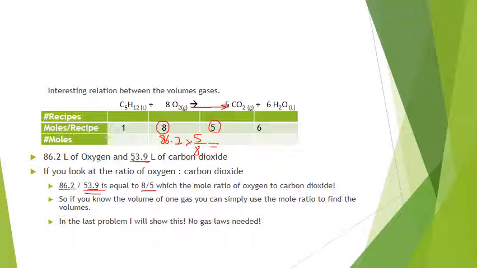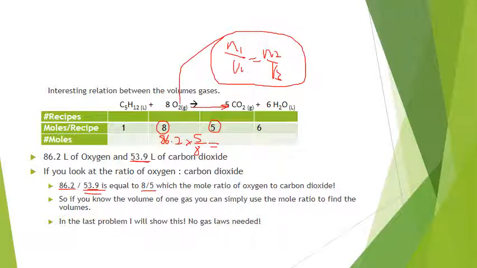This is also known as Avogadro's relationship or principle, and it relates to Avogadro's law, which was n1 over V1 equals n2 over V2. You don't have to use this equation for this, but this equation gives us this right here, because it says the moles ratio, 5 over 8, has to equal the liters, 53.9 over 86.2. So we're going to see how that goes.